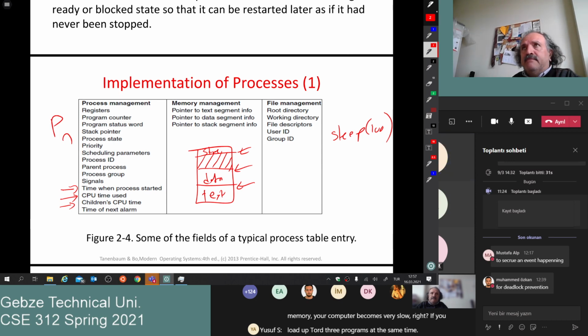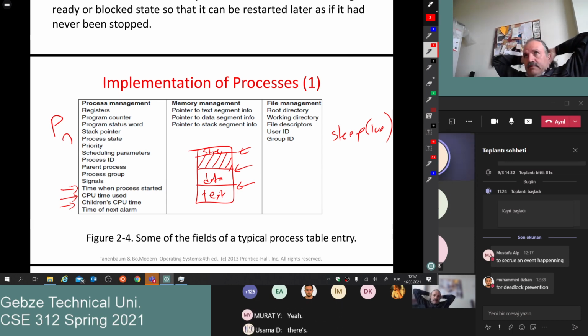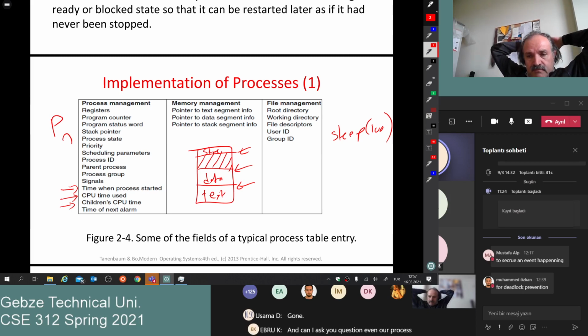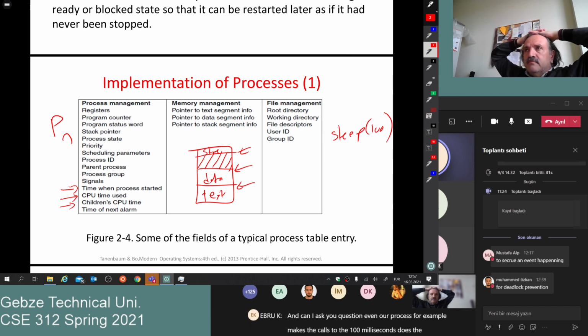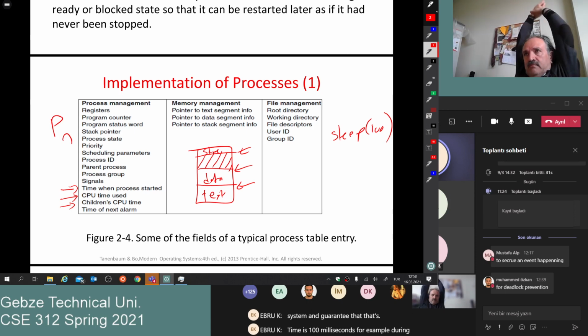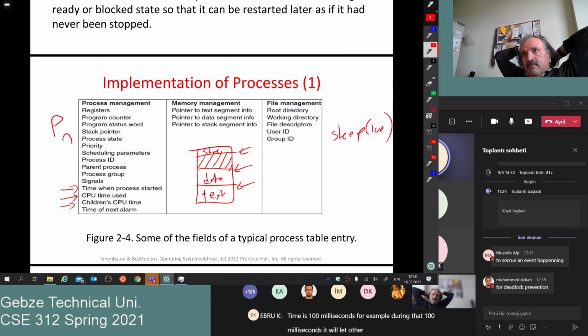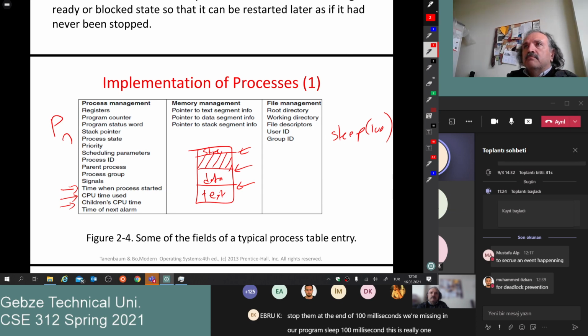Sir, can I ask you a question? When our process, for example, makes a call to sleep 100 milliseconds, does the operating system guarantee that time is 100 milliseconds? During that 100 milliseconds, it will let other processes run, but it should stop them at the end of 100 milliseconds. When we say in our program sleep 100 milliseconds, is it really 100 milliseconds?